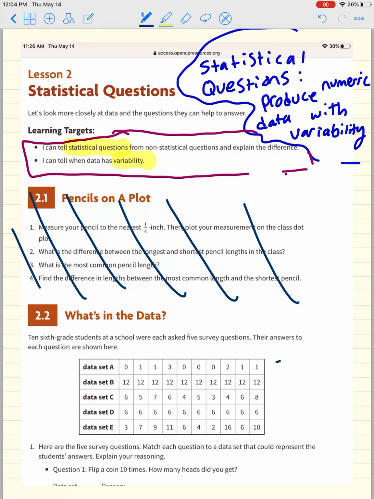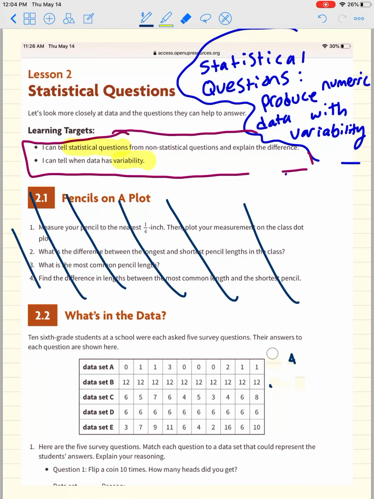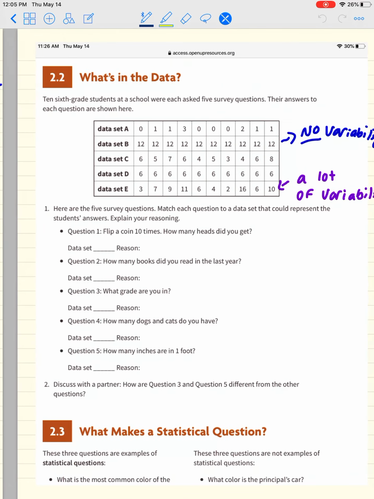So this is data set A, this is data set B, etc. It says that right on the side. And then it gives us the numbers that were collected from those students. So I'm going to go ahead and turn the page.